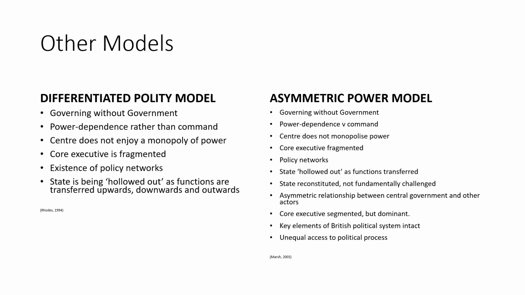Other models that we might look at, there's Rhodes' differentiated polity model and Marsh's asymmetric power model. These are some of the features. I'm not going to go through them in detail with you, but you might want to stop the video and just look at them, think about them, make a few notes, and consider in tandem with your core reading and through speaking to your friends, think about how these models work.